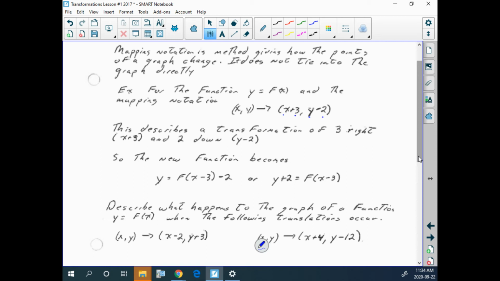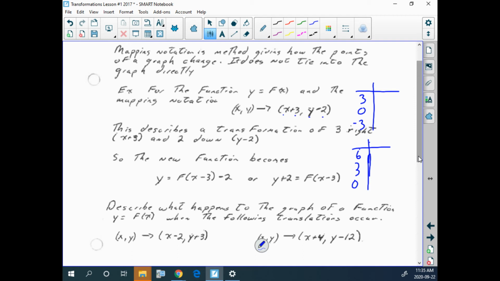The reason why this describes 3 units to the right is because I've taken the table of values, whatever it is, 3, 0, negative 3, and this table of values becomes 3 plus 3, 6, 0 plus 3, and so on. So here we're actually manipulating the x coordinates. When I give you mapping notation like this, I'm manipulating the coordinates. I'm not talking about what they do when they get into the function. I'm talking about what happened to the coordinates on a table of values.